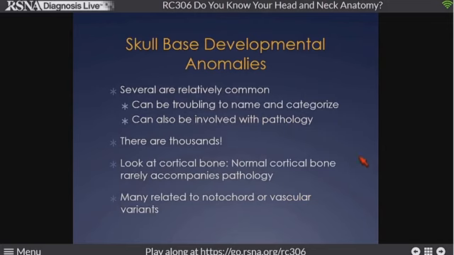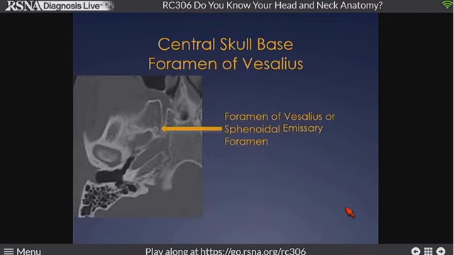A few developmental anomalies can be relatively troubling, and people see them and they're not exactly sure what they're dealing with. There are thousands, and we're not going to do that here. I think it's very important to look at the cortical bone. When you have normal cortical bone, that's rarely going to be pathology. It's usually going to be a normal variation. They can be related to notochordal vascular remnants.